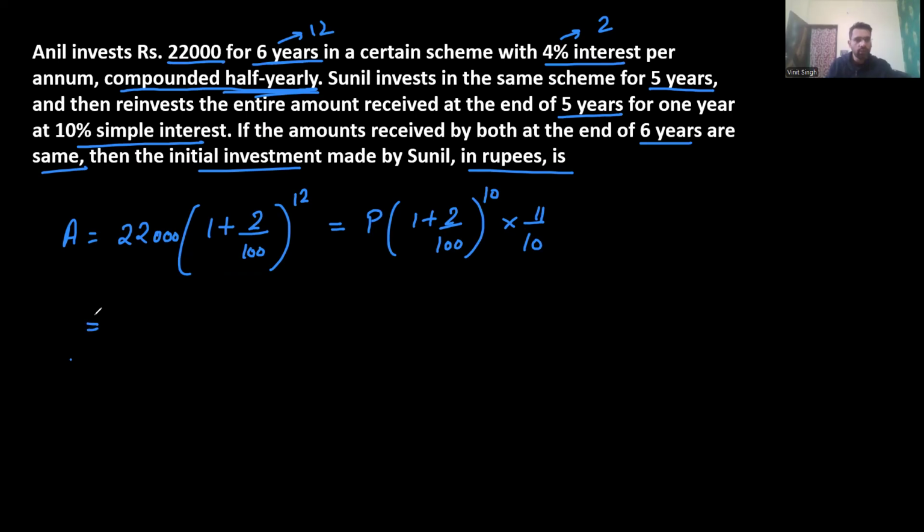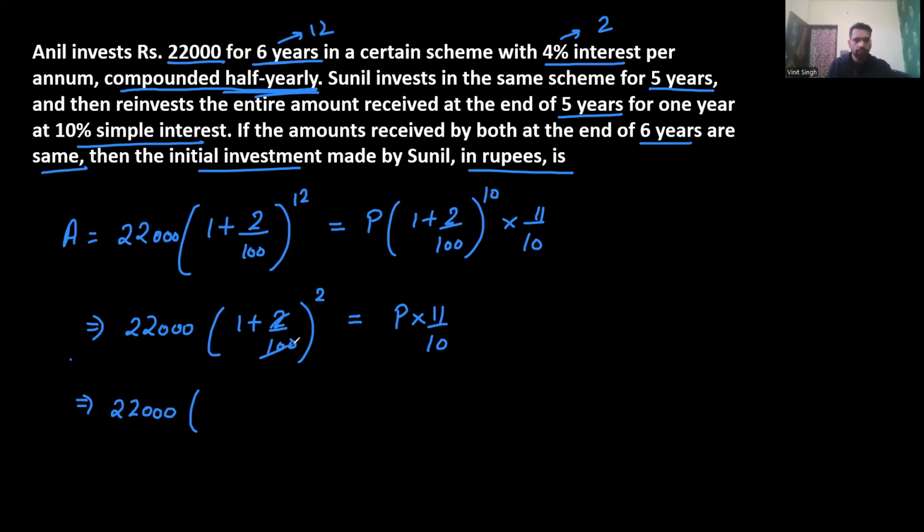Now here we will get 22,000. Here is 10, here is 12. We will divide it. Then we will get 1 plus 2 by 100 power 2, which is equal to P into 11 by 10. Now here is 50, so we get 51 by 50, which is equal to P into 11 by 10.